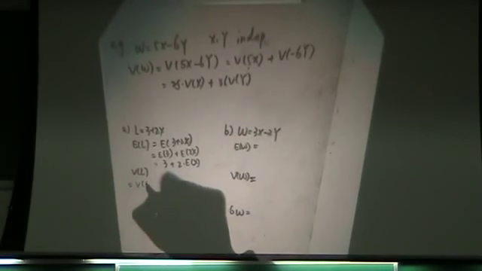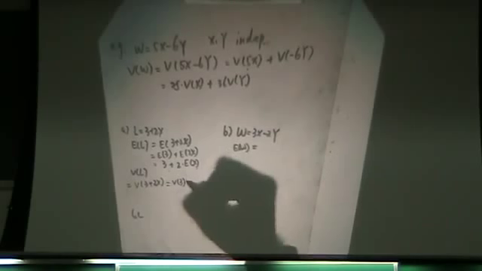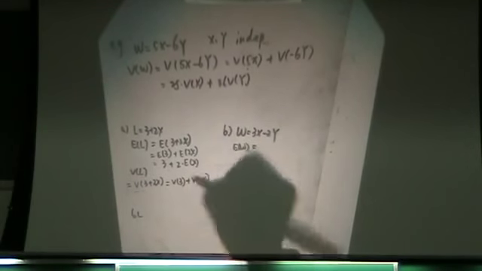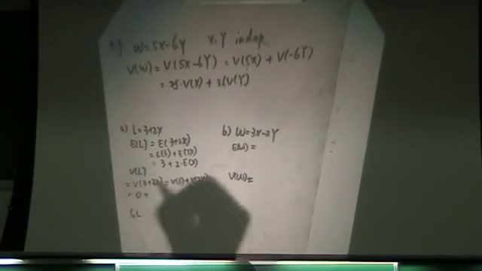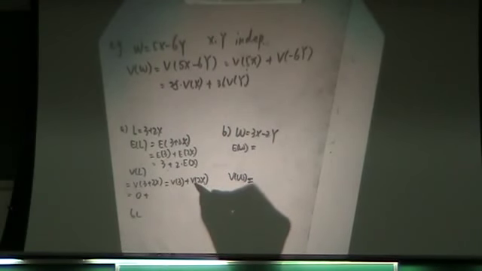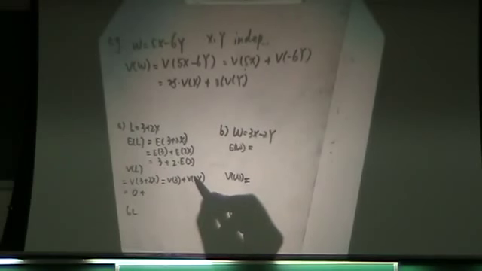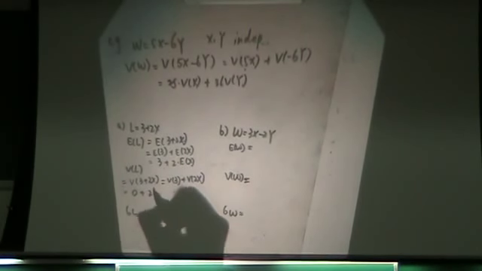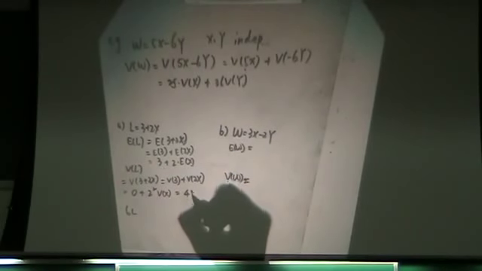For variance, we still separate them. It's the variance of 3 plus the variance of 2X. The variance of a constant is just 0 here. So 0 plus the variance of 2X. We need to express it in terms of the variance of X, so we take the 2 out and square it. So just 4 times the variance of X.